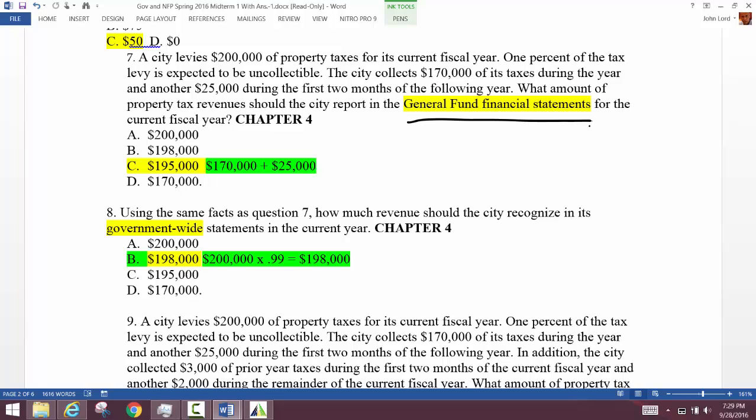Okay. Now, notice I ask you the same question, but now I ask you in our government-wide statement, so we know we're using what type of accounting? Full accrual accounting for the government-wide, right? In government-wide, full accrual, we don't worry about the 60 days, right? So we simply take it for the amount that we had mailed out the tax bills for, right? Okay?